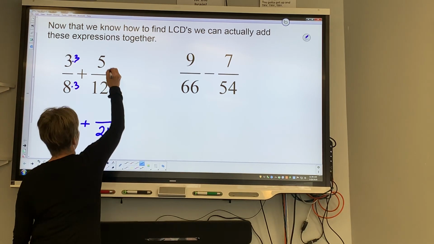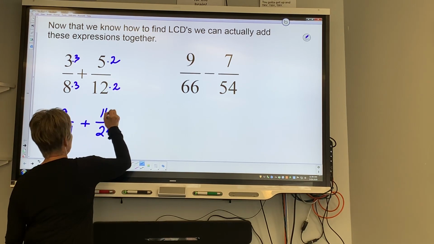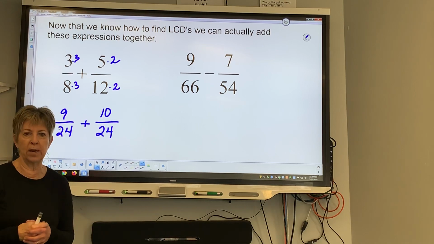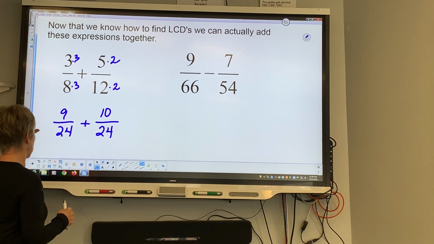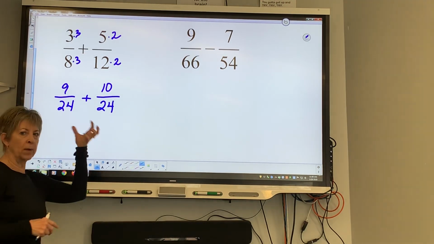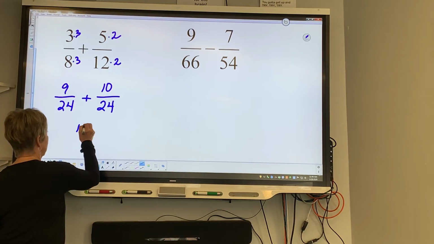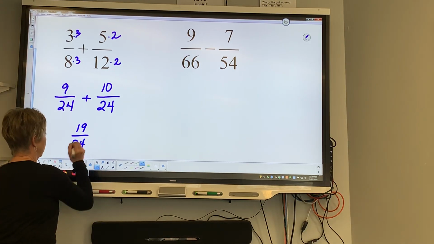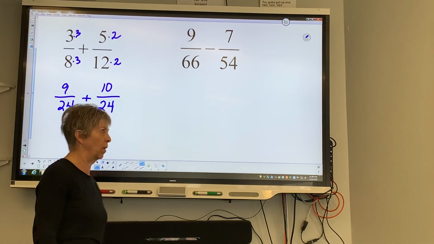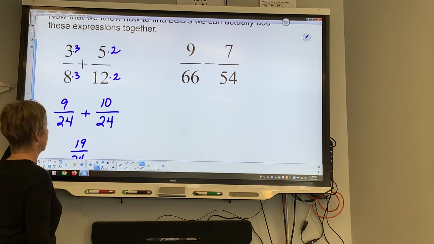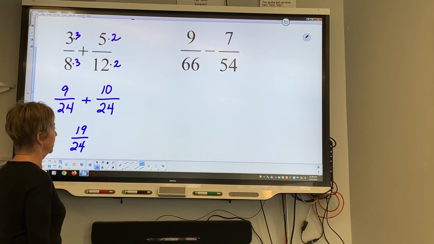12 needs to get multiplied by 2. 5 times 2 is 10. So there's my new fractions. Now remember, 5th grade, when we add them together, the denominator doesn't change and our answer is just 9 over 24.